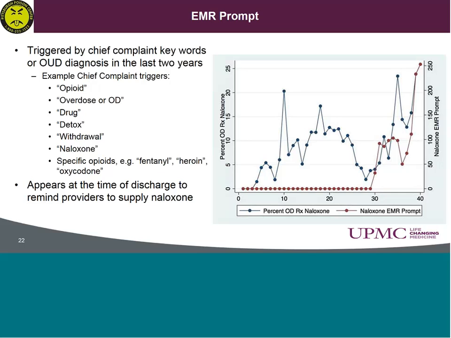And so these are just some of the chief complaint triggers. We can't use ICD codes because it's real time. So the chief complaints can be overly inclusive or exclusive, meaning we could miss folks who do come in with an opioid-related issue, or something like withdrawal or detox or drug may not be related. So it's not perfect, but we see a pretty good correlation with naloxone distribution.